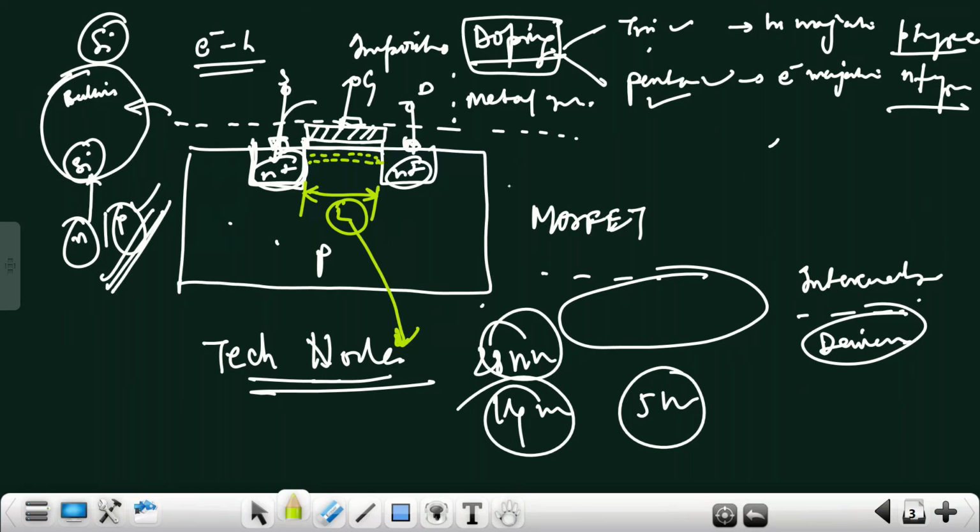So what is the difference here? You might have heard or might have read about Moore's law. What does Moore's law state? Anyone? What does Moore's law state? Yes, size of transistor, but you have to be very specific that it is the channel length of the transistor. Yes, what does Moore's law state? Have you heard Moore's law?